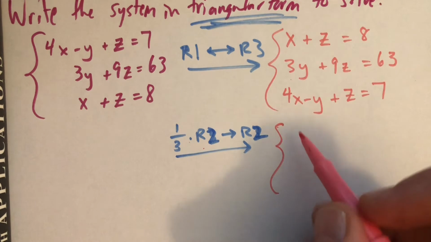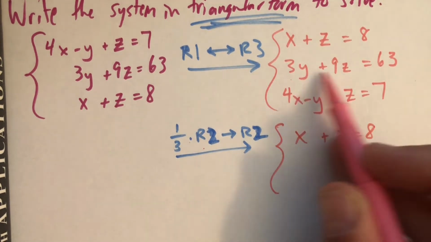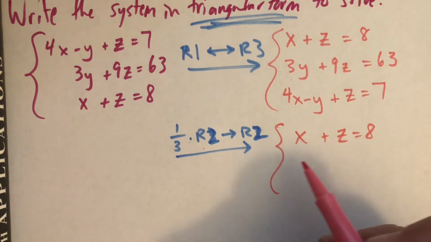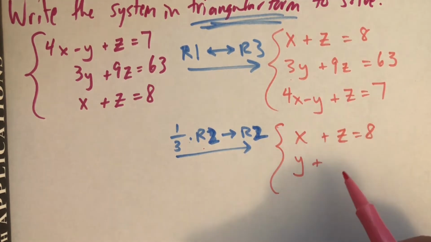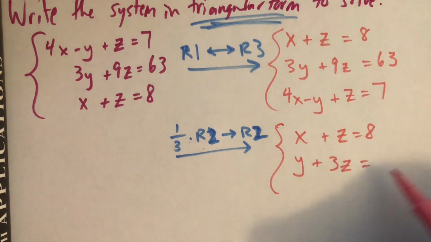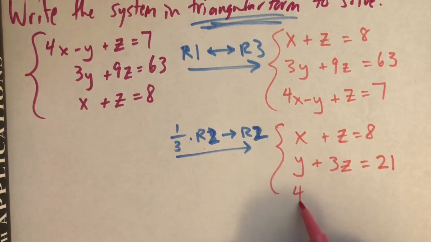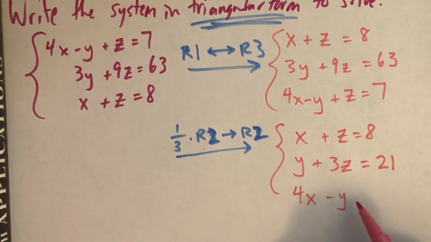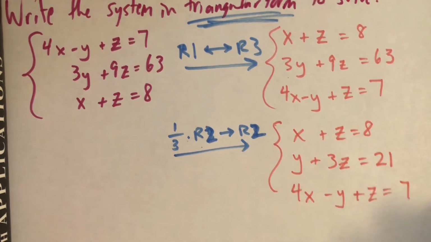I'm just changing row 2, so x plus z equals 8. And then this one, we're taking 1/3 of that, so that's y plus, and then 9 divided by 3, that's 3. And then we've got 63 divided by 3, what is that, 21? Okay, and then this one didn't change. I got 4x minus y plus z equals 7.